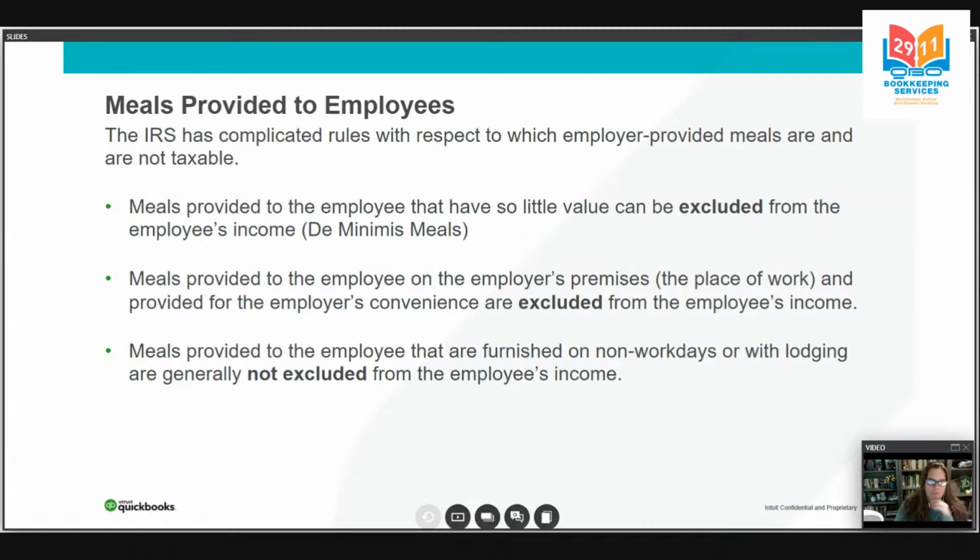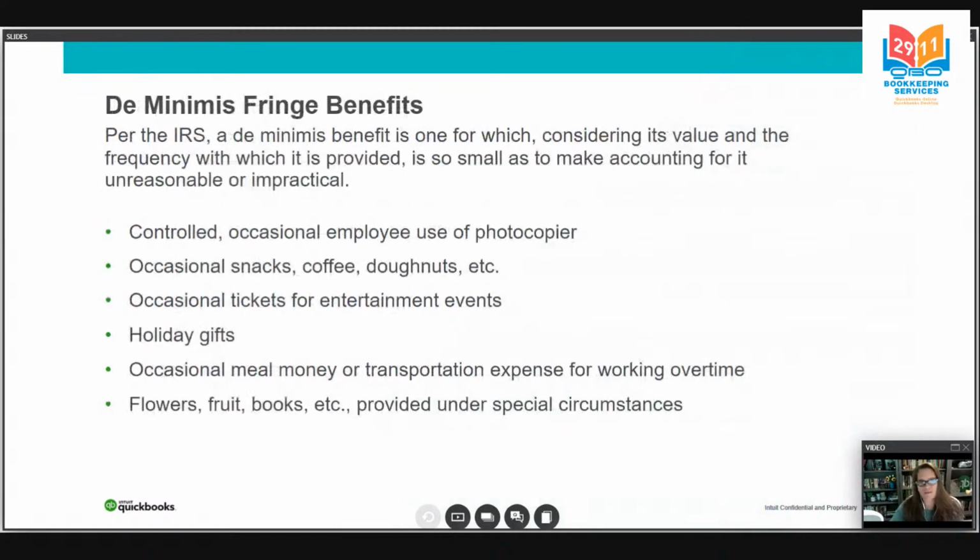But meals that are furnished on non-work days or with lodging are generally not excluded from the employee's income. I've never seen that last one happen, so I'm just not good at figuring this out because I don't ever have this situation. Usually if a client has an employee that's traveling, they're paying for all of the travel expenses. So if the meals are furnished on non-work days or with lodging, they're considered income. So just FYI with that. They're so complex and so confusing sometimes.